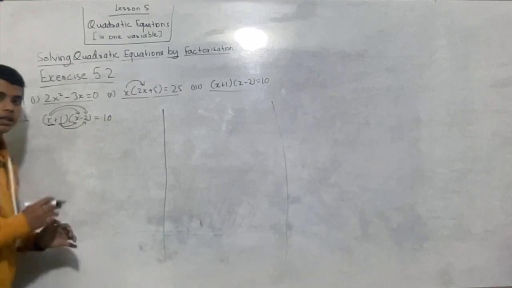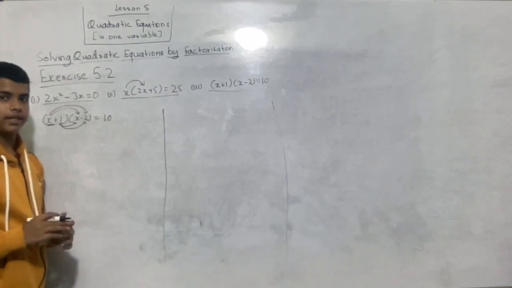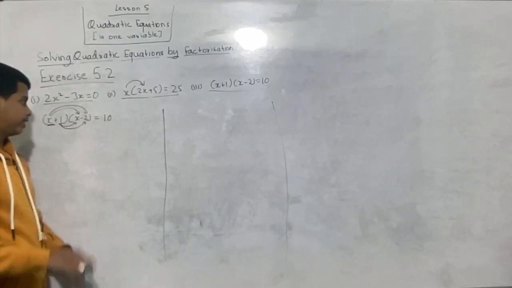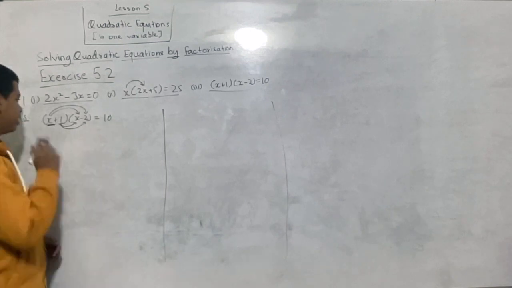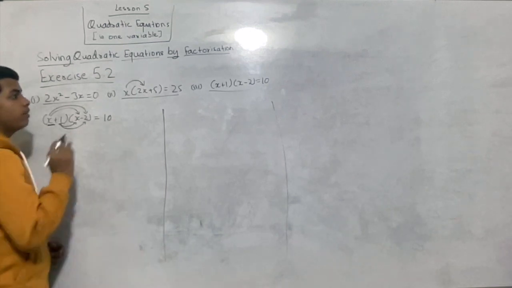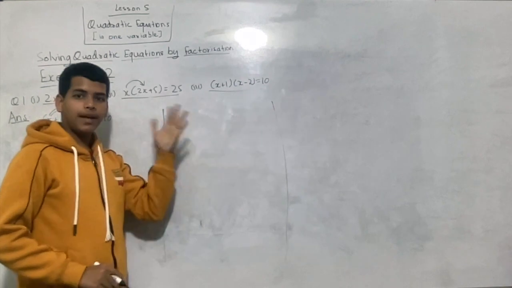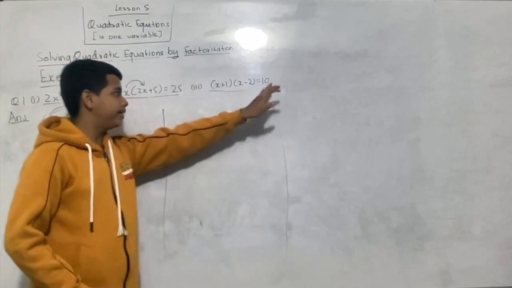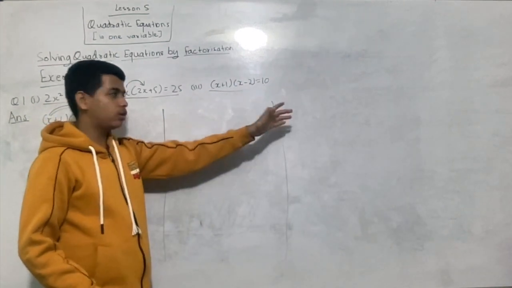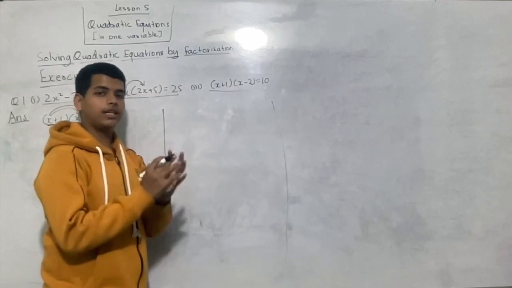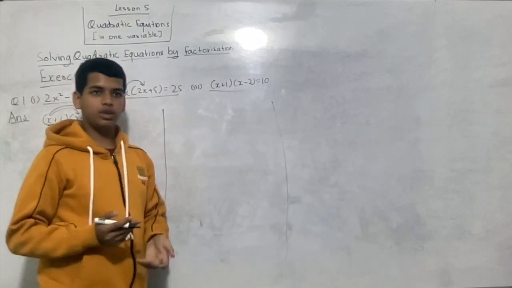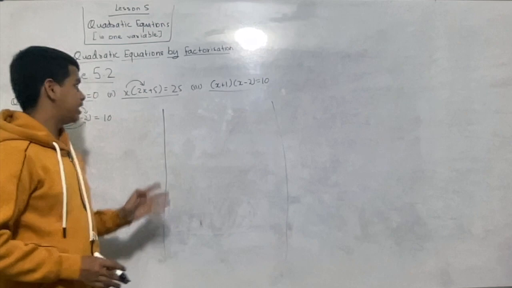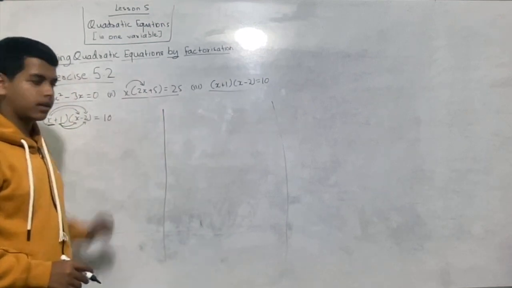Here we have to use a property called the distributive property. It's not actually important, it's just common sense, but I'm going to explain it. Here we have to expand this, then take this 10 to the left-hand side, factorize it again, and then solve it by the zero product rule. So here we have to do the same thing as we had done here.